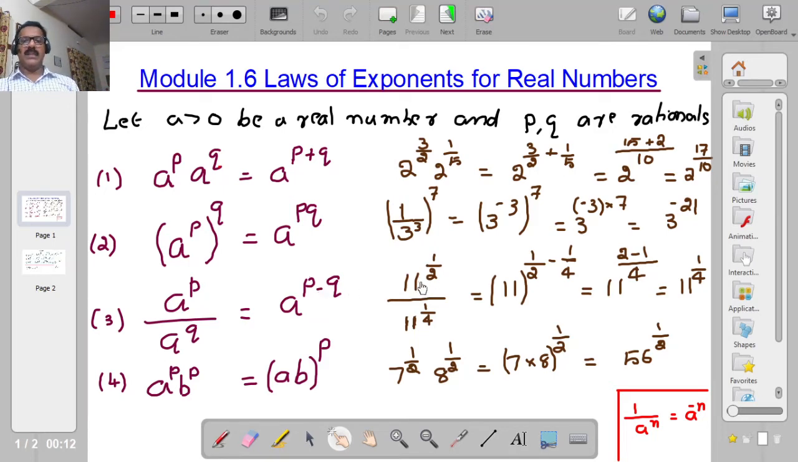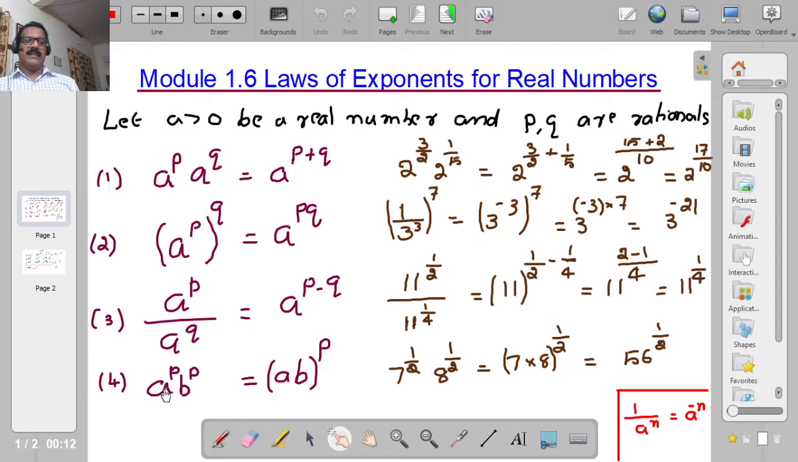See this example, 11 raised to 1 over 2 upon 11 raised to 1 upon 4. This is of the form a raised to p upon a raised to q. Instead of a we have 11, instead of p we have 1 over 2, instead of q we have 1 upon 4. The result is a raised to p minus q. We know 1 upon 2 minus 1 upon 4. The result is 1 upon 4. So the net result is 11 raised to 1 upon 4.